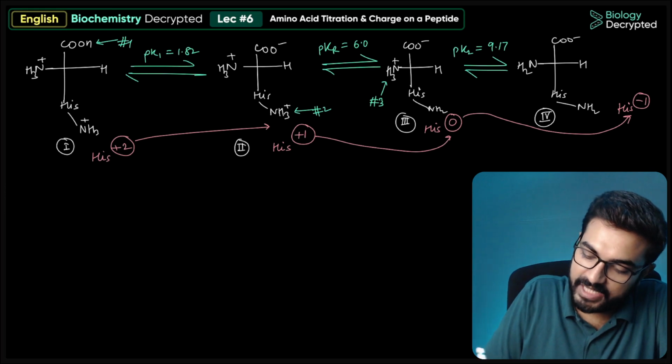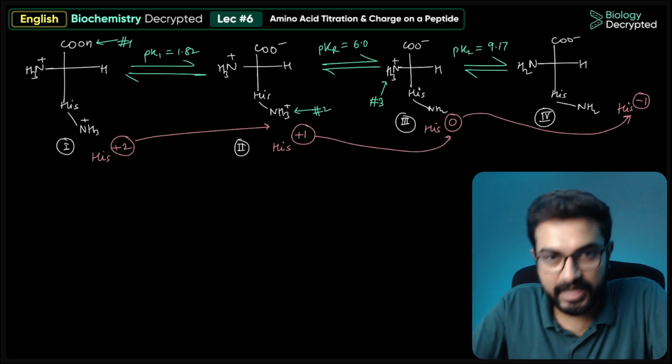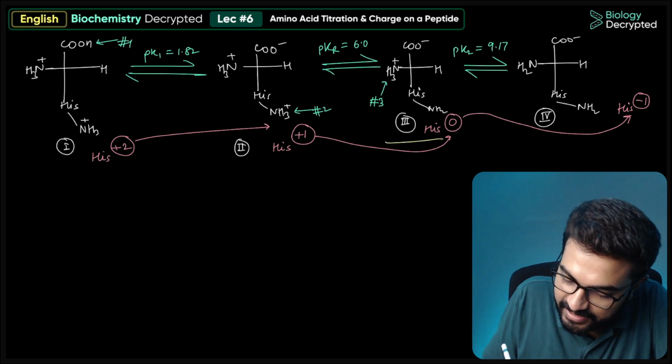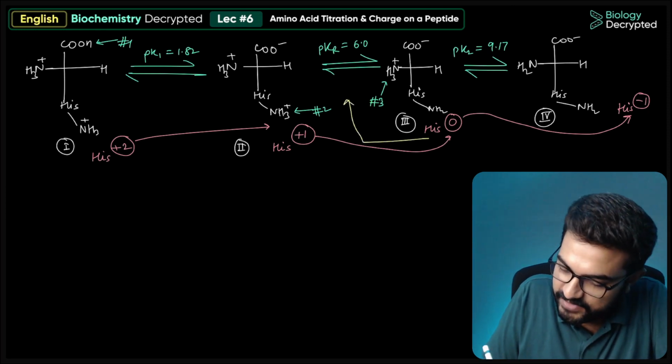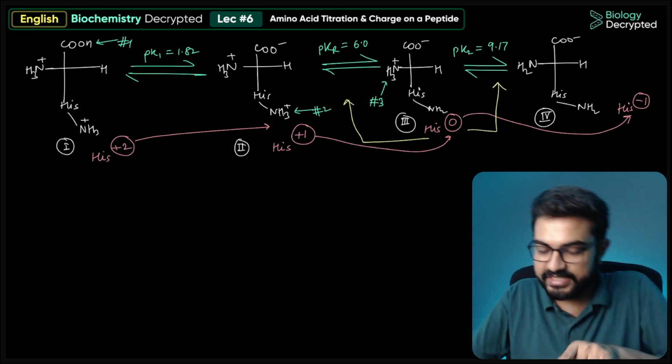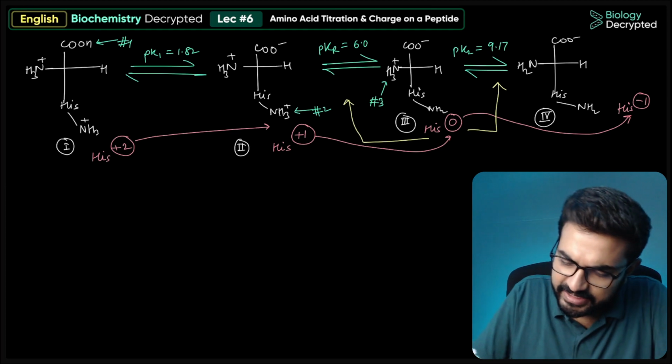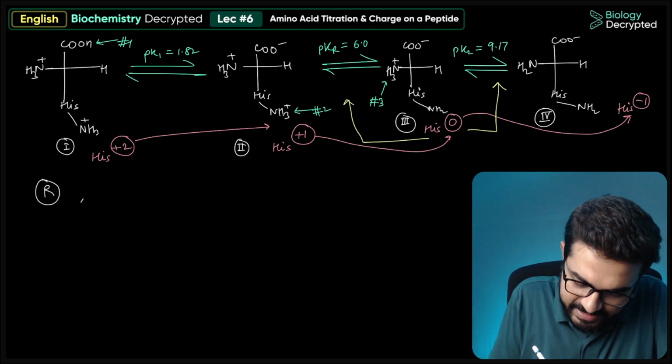And obviously for calculating the PI, what we will consider is the left and right equilibria of this species with net charge 0. So we'll be considering pKr and pK2 for histidine. Now let's consider the case of arginine and lysine as well.